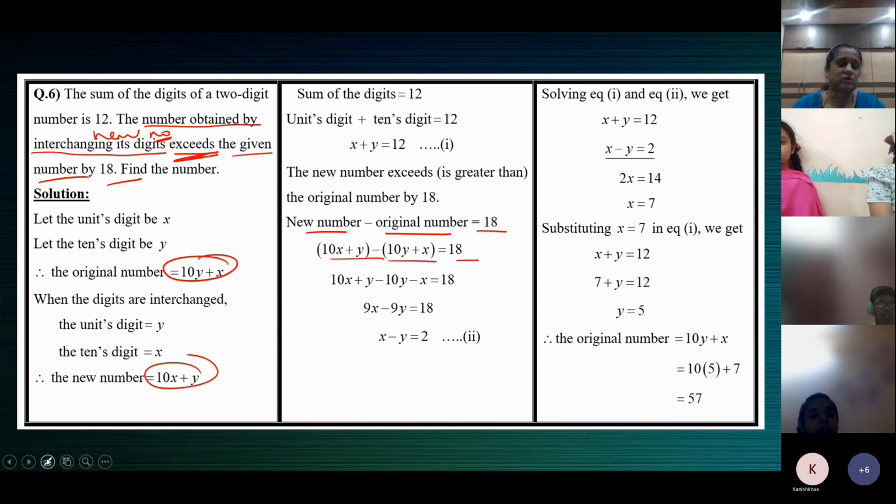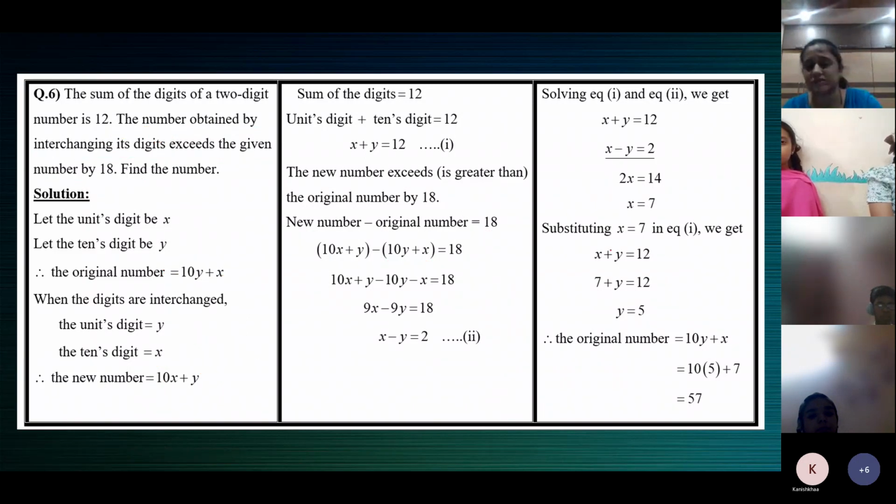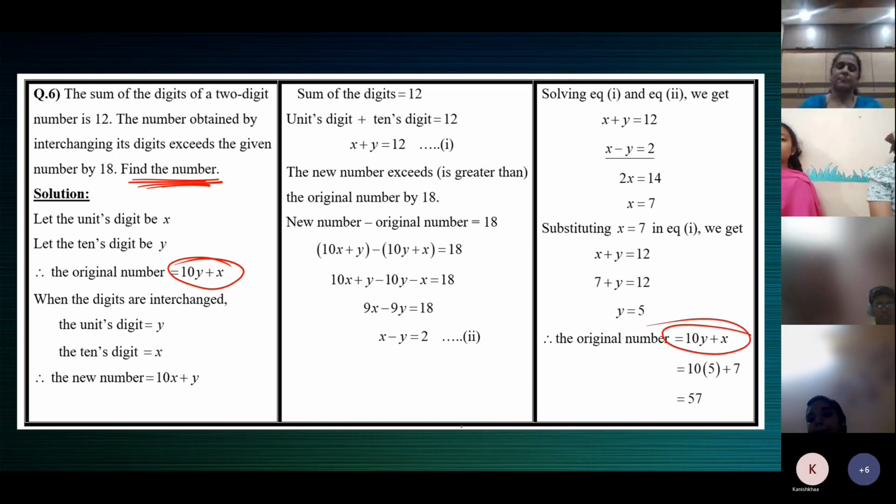You'll get two equations. Solve the two equations and find the values of x and y. And the original number: find the number, meaning find the original number, 10y plus x. So 10 into 5 plus 7. So the original number is 57.